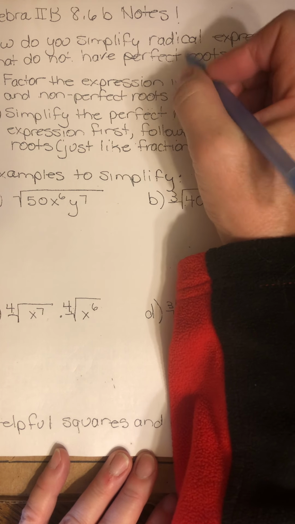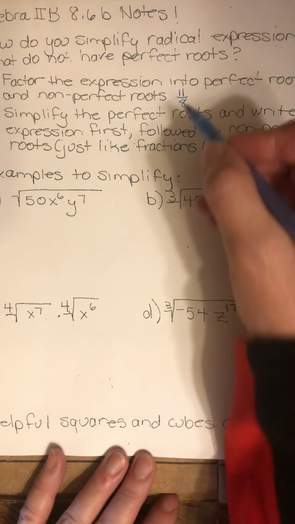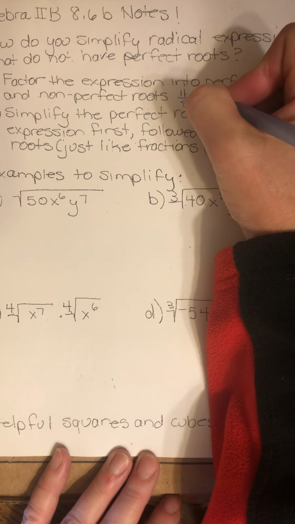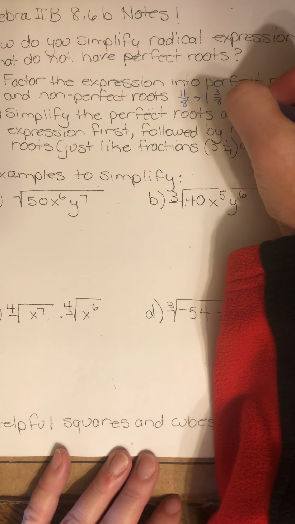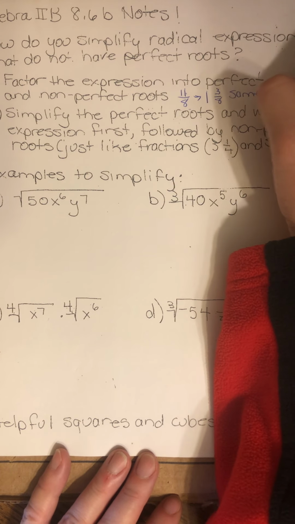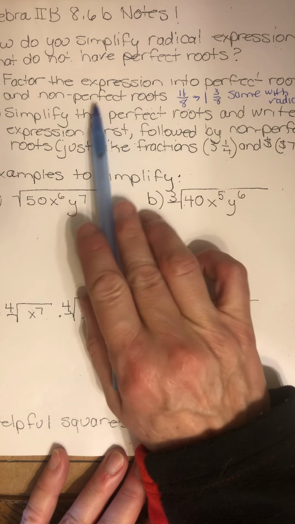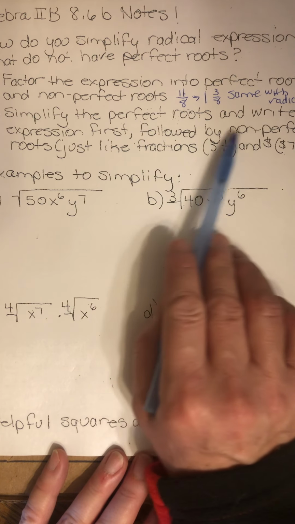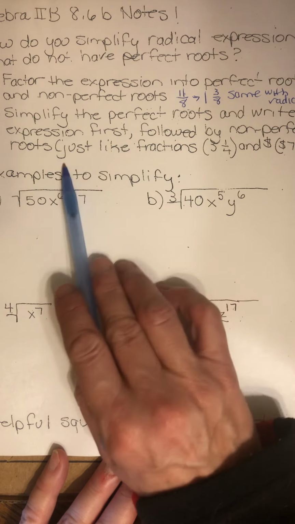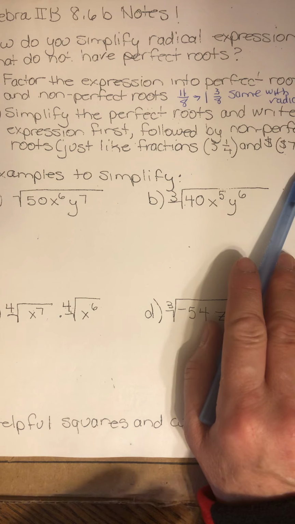Notice that if we have 11/8, 11/8 isn't perfect, but an 8 does go into 11 perfectly once, and we have 3/8 left, right? So we are going to do the same with radicals. Okay, so factor the expression into perfect roots and non-perfect roots. Simplify the perfect roots and write the expression first, followed by the non-perfect roots. Just like fractions, we put the perfect whole out front, followed by the part. Just like our money, we put the perfect whole dollars first, followed by our fraction of the dollar.